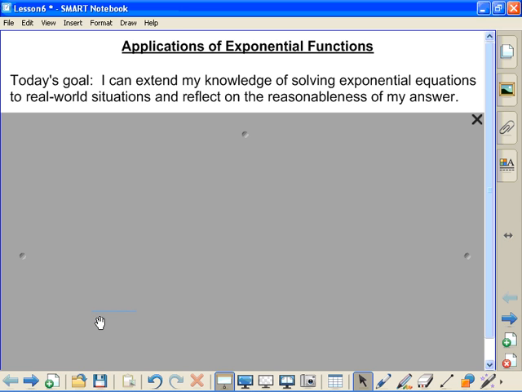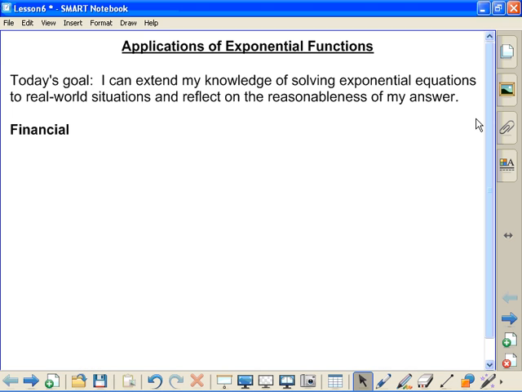All right, today we are looking at applications of exponential functions, looking at why we are solving exponential functions, and you're going to see it in context. So today we're looking at applications. Our goal today: can you extend the knowledge that we talked about in the previous 3 lessons to solving exponential equations to real-world situations? And then I want you to be able to also reflect on the reasonableness of the answer. So you got to look at your answer, and that's one of the big things with this section, and in fact this course, is I want you to be looking back and saying, does this answer at least seem in the realm of possibility?